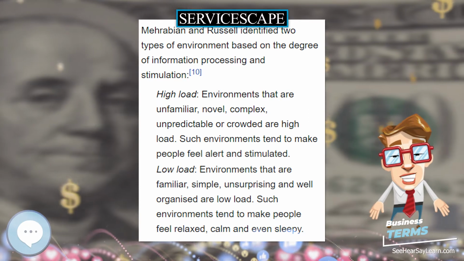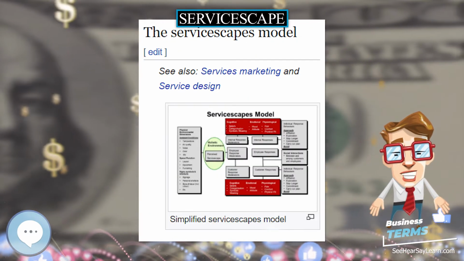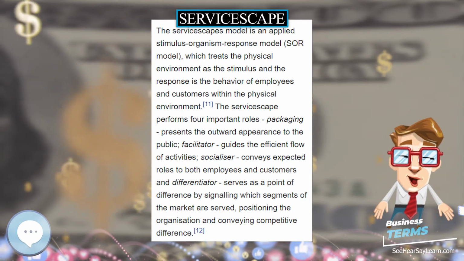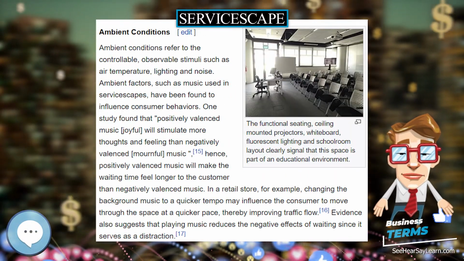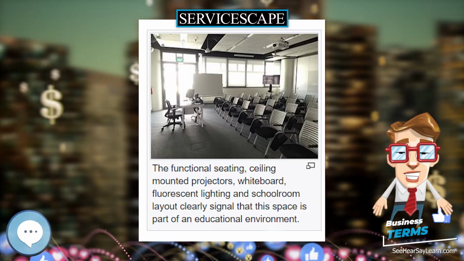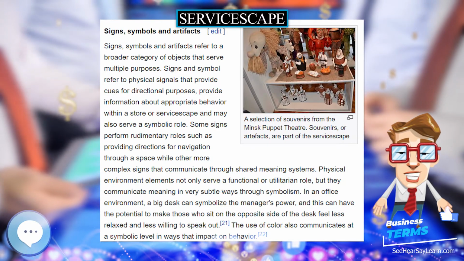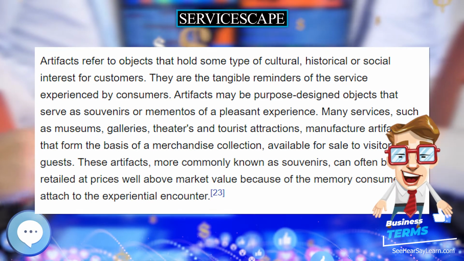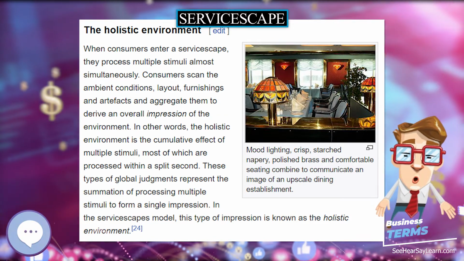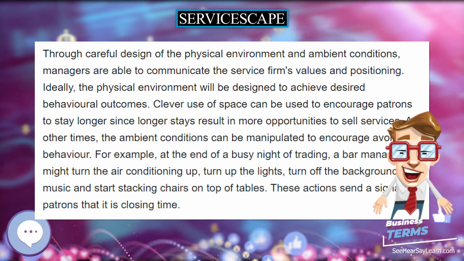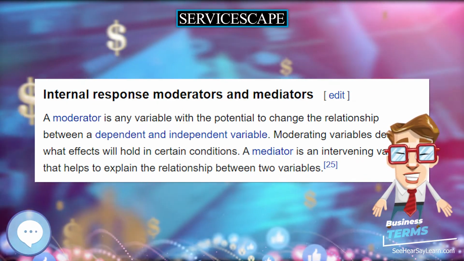Spatial layout. According to Zeithaml et al., layout affects how easy or difficult it is to navigate through a system. Two important aspects of layout are functionality and spatial layout. Functionality refers to the extent to which the equipment and layout meet the customer's goals, while spatial layout refers to how physical elements are arranged, the size of those objects and the spatial arrangements between them. With respect to functionality of layout, designers consider three key issues: circulation, design for traffic flow that encourages customers to traverse the entire store; coordination, design that combines goods and spaces in order to suggest customer needs; and convenience, design that arranges items to create a degree of comfort and access for both customers and employees. Spatial layout is closely related to space utilization. Some research suggests that customers associate more spacious surroundings with higher quality services.